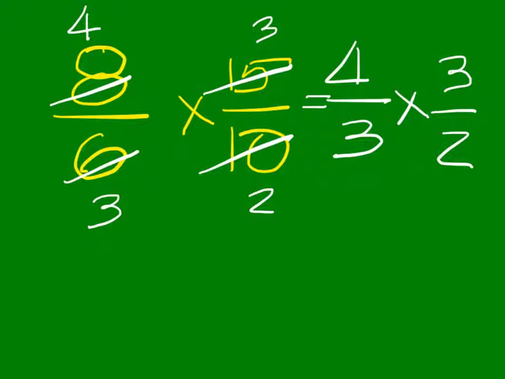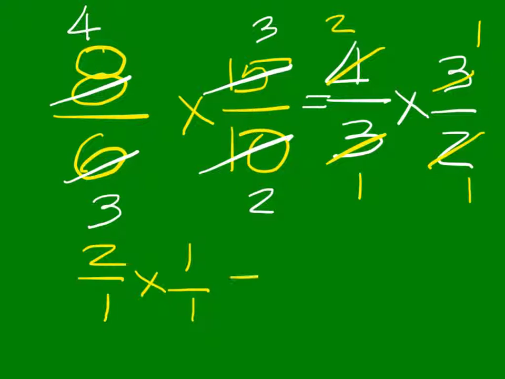Can I still reduce some of that? What can I reduce? 4 and 2. What can I divide both of those by? 2. So 2 into itself once, into 4 twice. What else can I cancel? 3 and 3, yeah. We can just cancel those out completely and just put 1s in their place. So now I have 2 over 1 times 1 over 1.